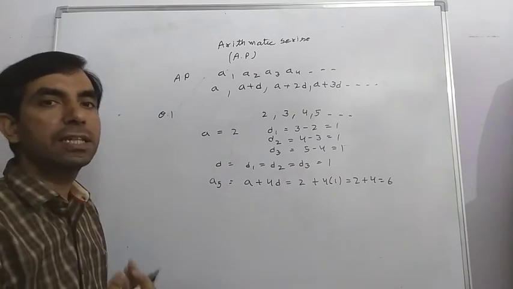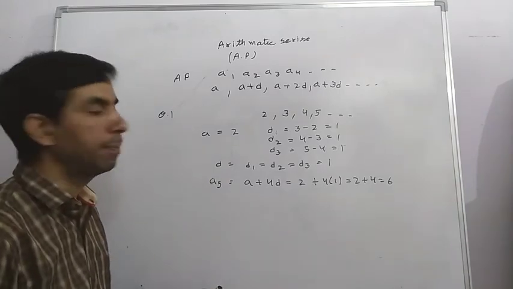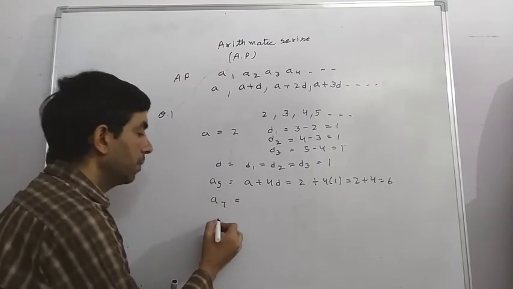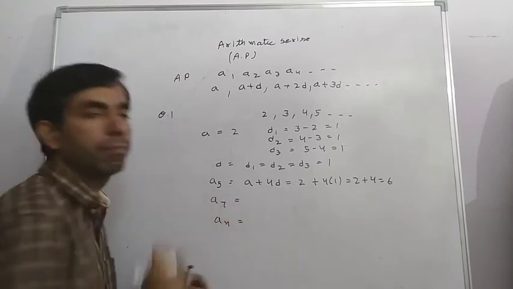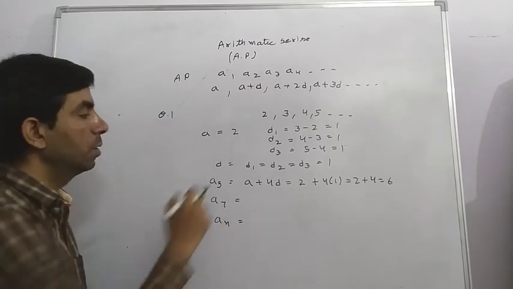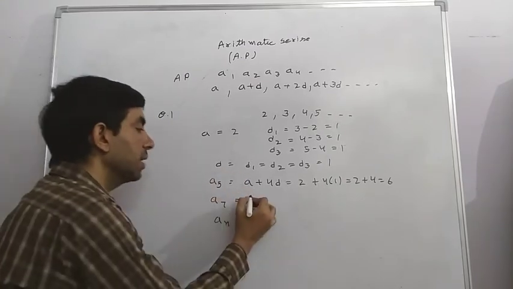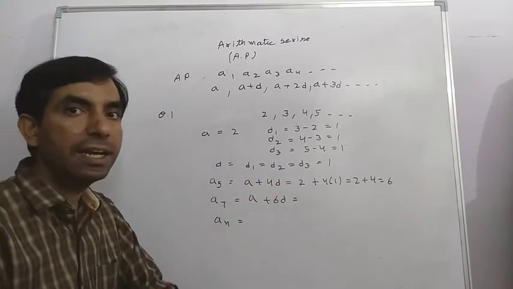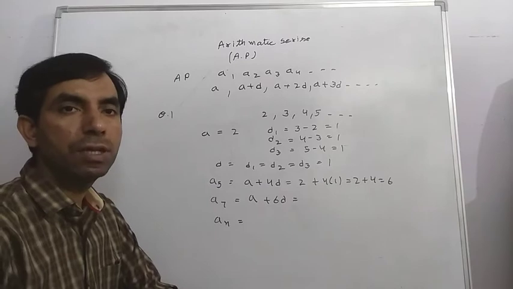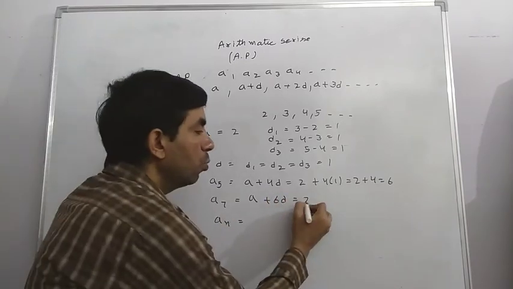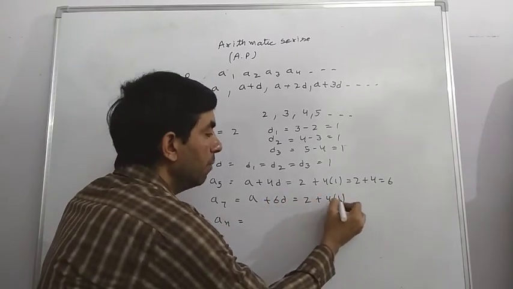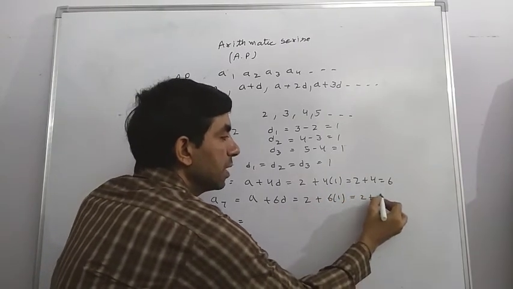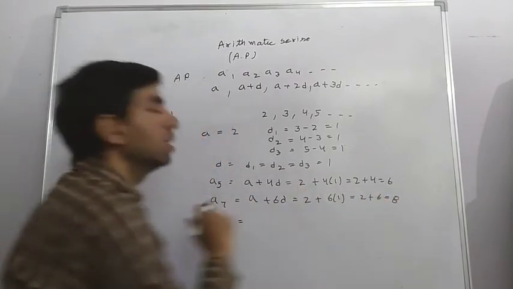Similarly, we can find the other values of this AP series, like A7. A7 is A plus 6D. Here A is 2 and D is 1. Put the values in this equation: 2 plus 6 times 1, then 2 plus 6 is 8, which means the seventh term is 8.